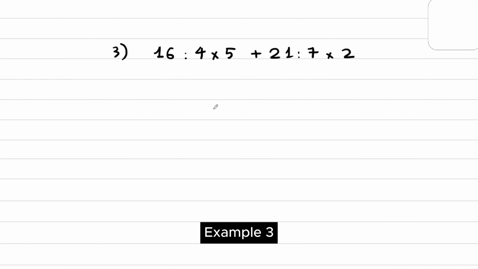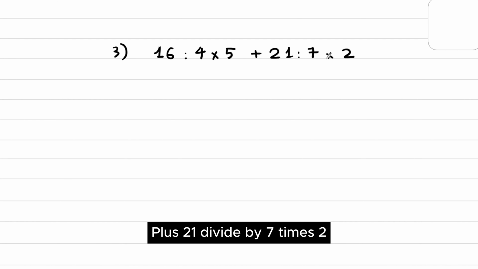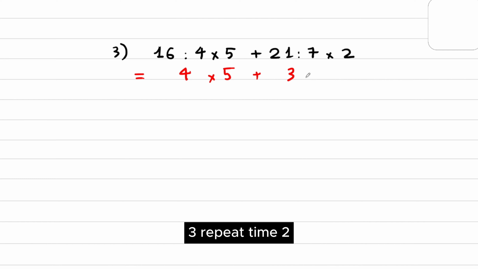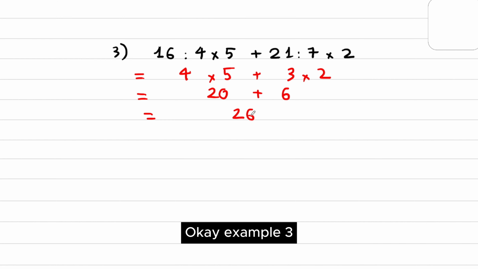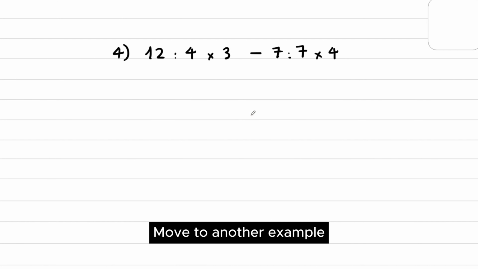Example 3: 16 divided by 4 times 5 plus 21 divided by 7 times 2. Okay, 16 divided by 4, you got 4. Repeat, times 5. 21 divided by 7, 3. Repeat, times 2. So this one is 20, this is 6, and the final result for this question is 26. Okay, move to another example.